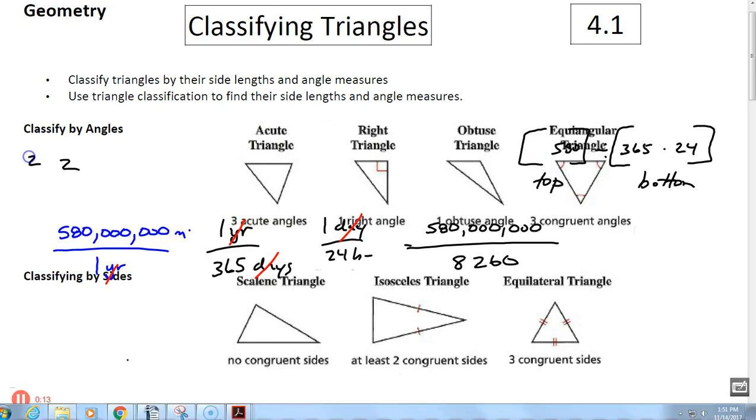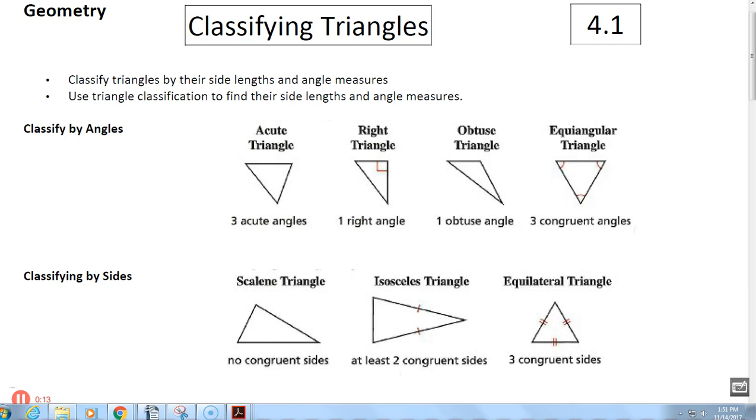Alright, so in this section, most of this is review. A lot of these words we did in chapter 1. So basically, classifying, there's two ways to classify triangles: one by their angles, and two by their side lengths. I kind of think of this as your first name and your last name, so you have two names. When you look at angles, do you guys remember what the word acute meant?